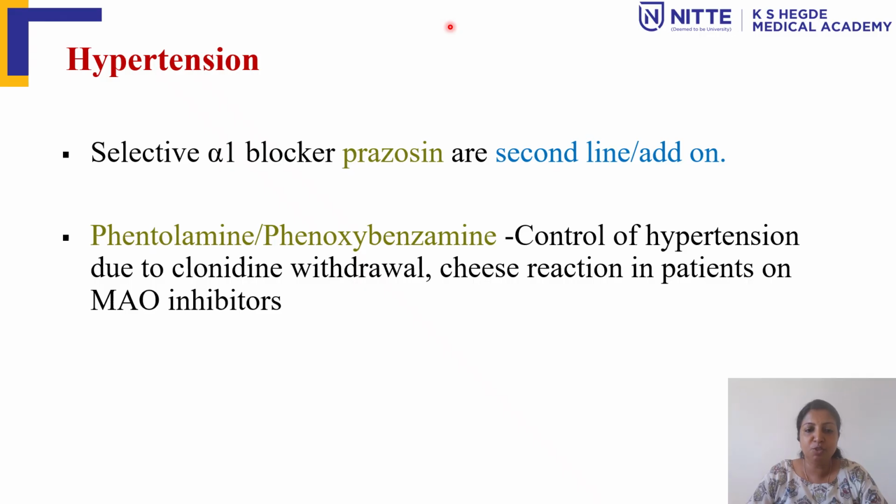Another indication is hypertension, where alpha blockers, especially the alpha 1 blocker prazosin, are used as a second-line or add-on drug. And phentolamine or phenoxybenzamine can be used in the control of hypertension during clonidine withdrawal. Clonidine is an antihypertensive drug. When you suddenly withdraw clonidine, it can produce hypertension, mainly because of the action on alpha receptors. By blocking the alpha receptor with phentolamine and phenoxybenzamine, we can control the hypertension due to clonidine withdrawal, and also the reaction in patients on MAO inhibitors.